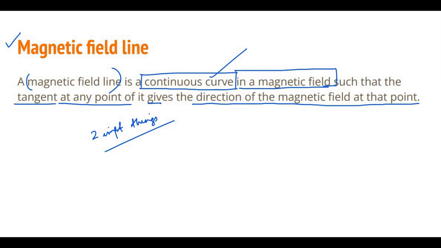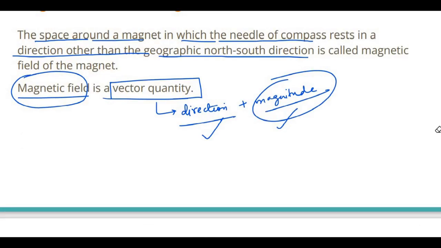The second thing that is being told is that if you draw a tangent at any point on this curve, that tangent will give you the direction of magnetic field at that point. This is telling us, we just studied that magnetic field is a vector quantity. This sentence is telling you how to find the direction of the magnetic field. We just studied that magnetic field has a direction.